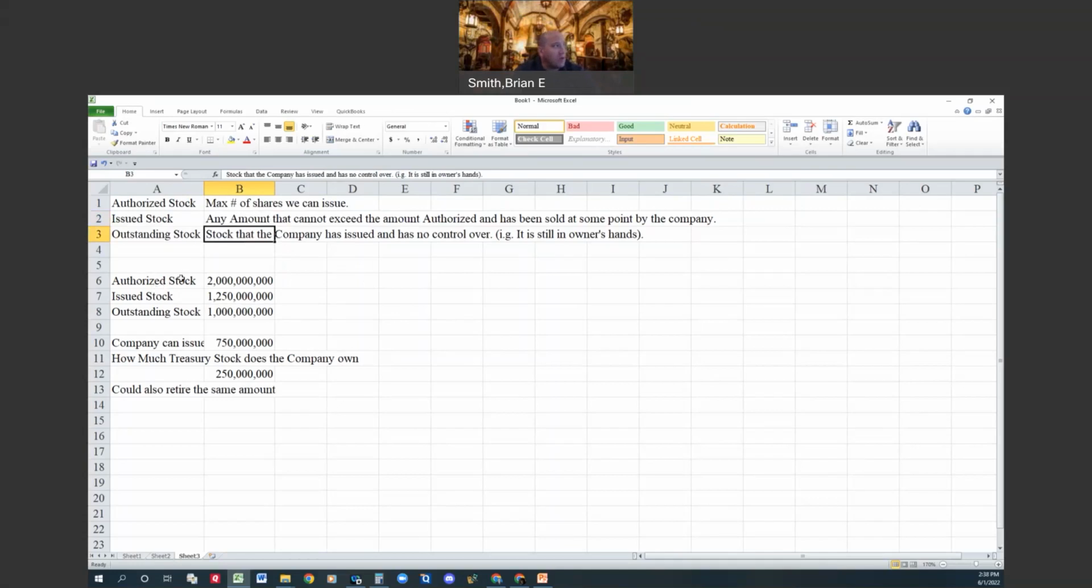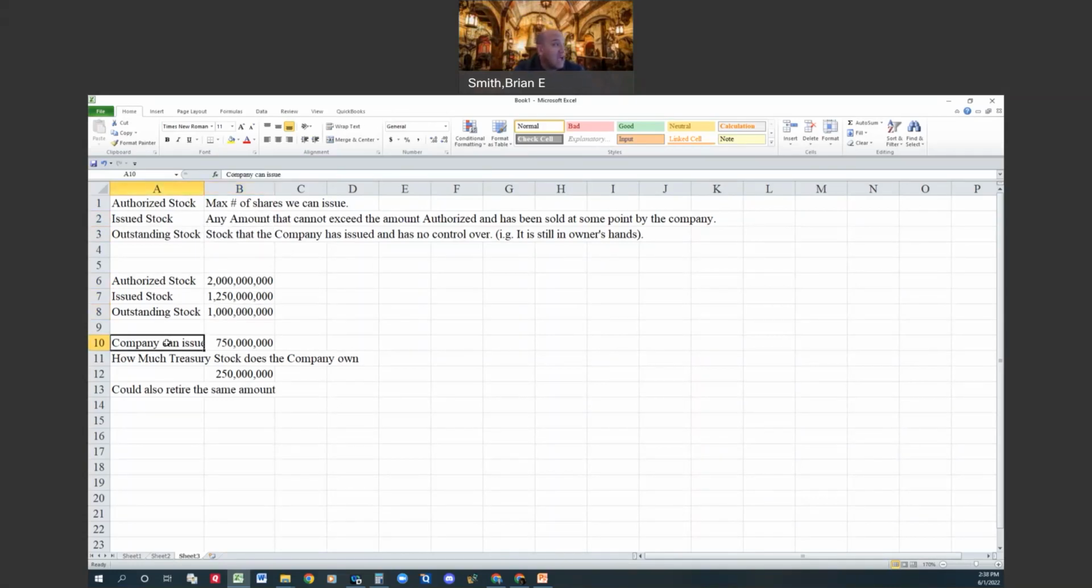So let's look at this example. Authorized stock is 2 billion. We have issued stock of 250 million shares of stock, sorry. And then we have outstanding shares of a million. So my questions can be anything related. What kinds of questions can I ask?